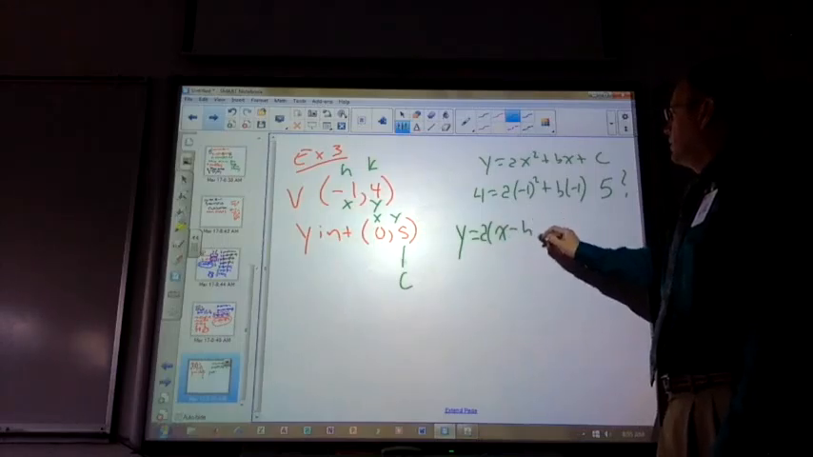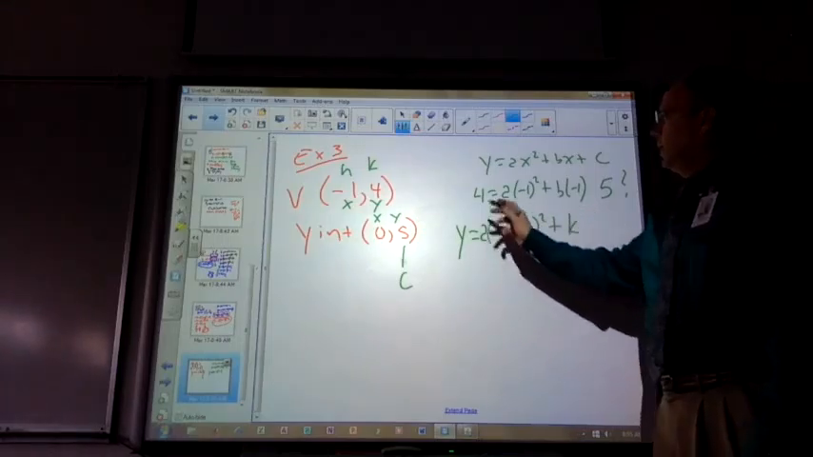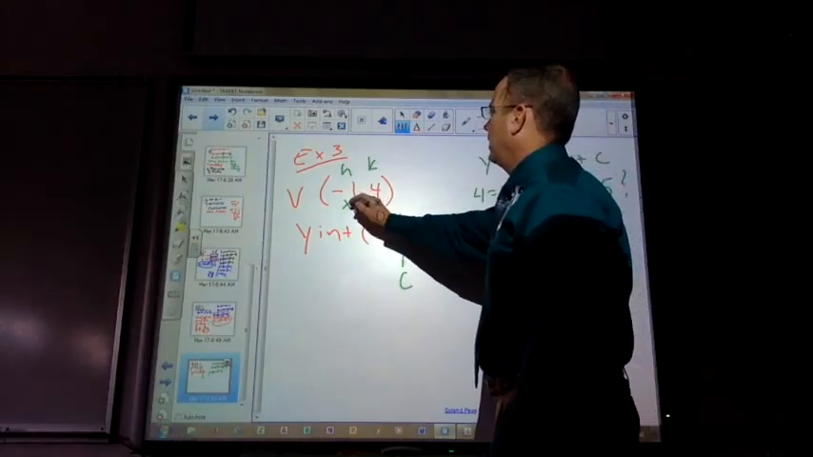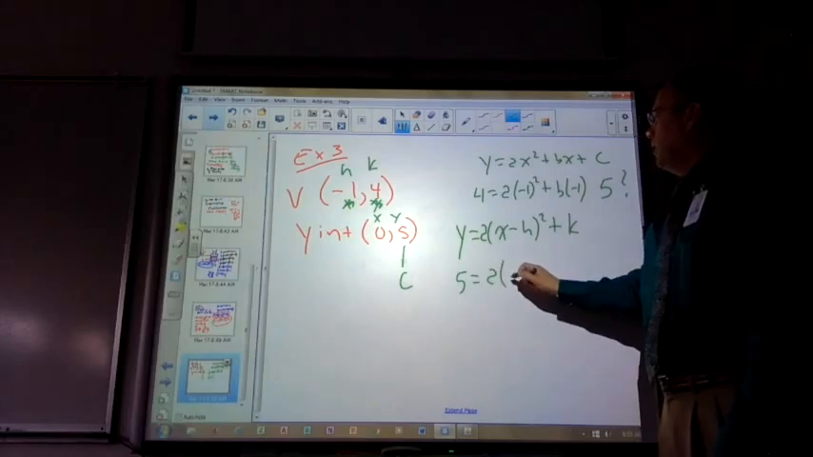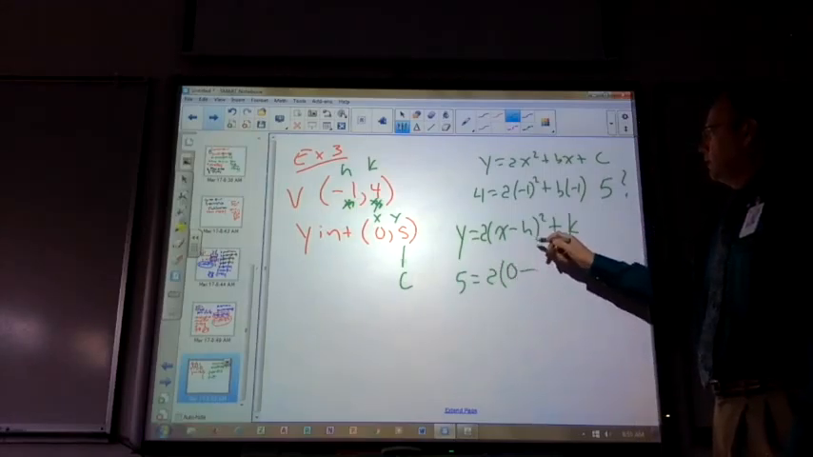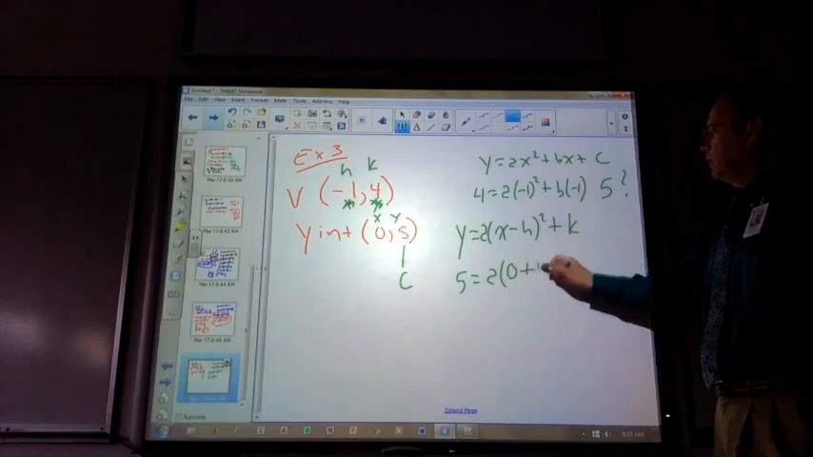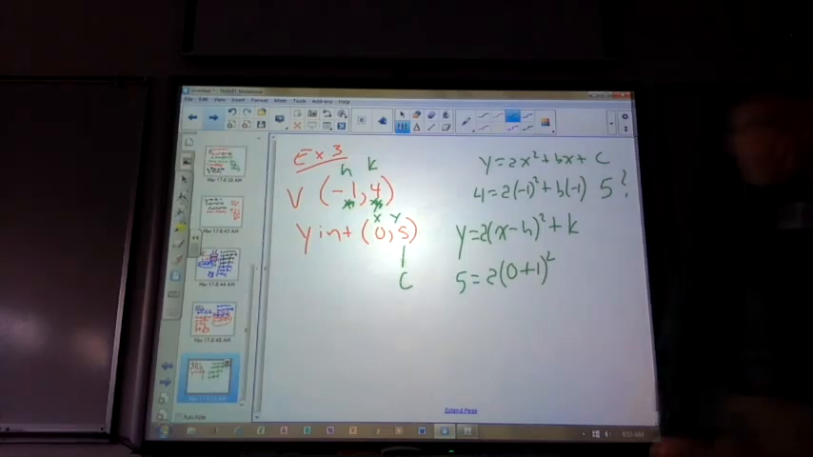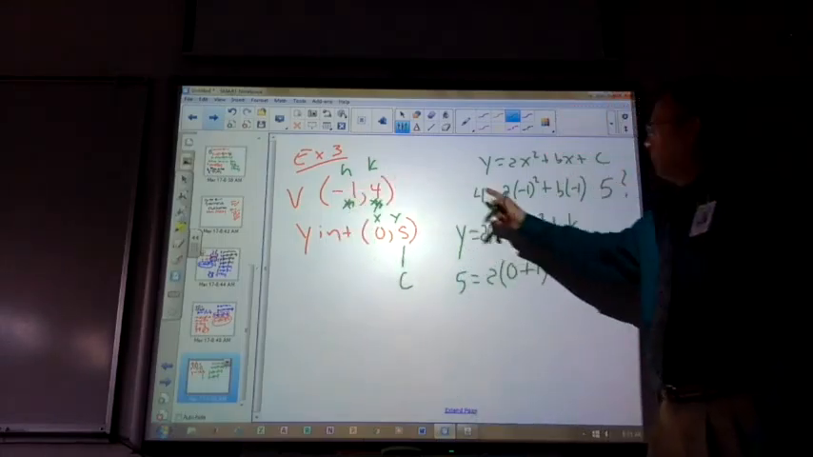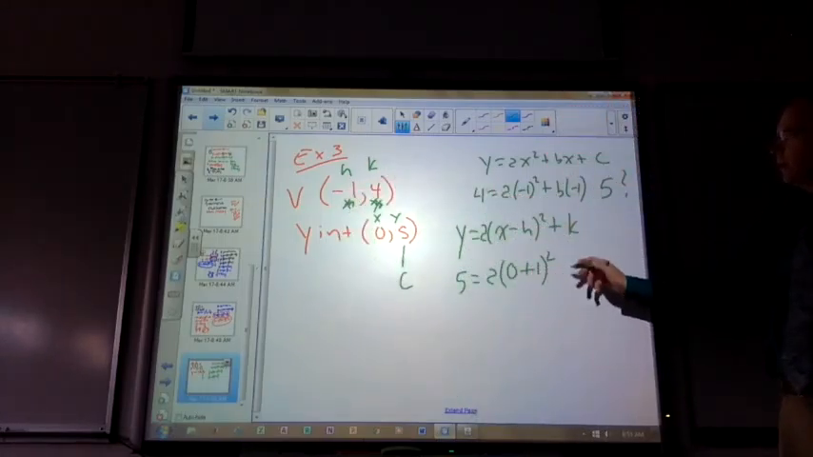a(x minus h)... go back to this, and then we can plug in. Let's forget this being that and that. We have h and k. So I have 5 equals a, don't know, (0 minus h), which is going to be plus 1. Why is it plus 1? Because that's already negative 1. If you plug that negative and negative here, it becomes positive. Plus k.